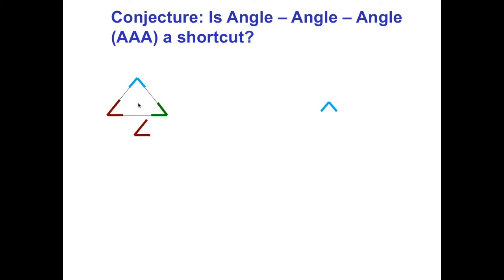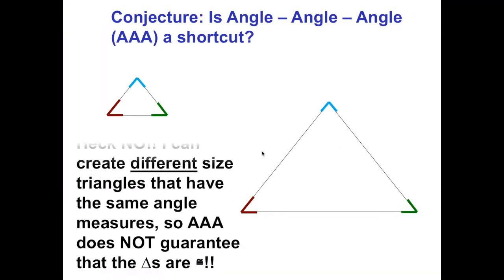So here, if we move the angles over and we get the green one there, the red one there, and the blue one there, and then draw a triangle, are these triangles congruent? No, they are not. And therefore, AAA does not guarantee that the triangles are congruent. So AAA is not a triangle congruency shortcut. Okay, so we're still just stuck with SSS, SAS, and ASA for now.